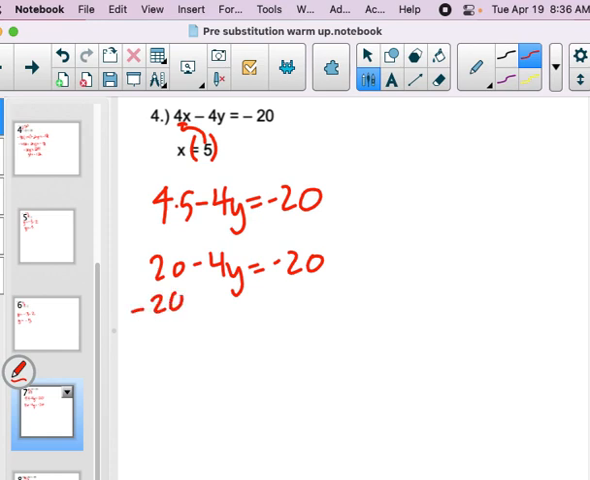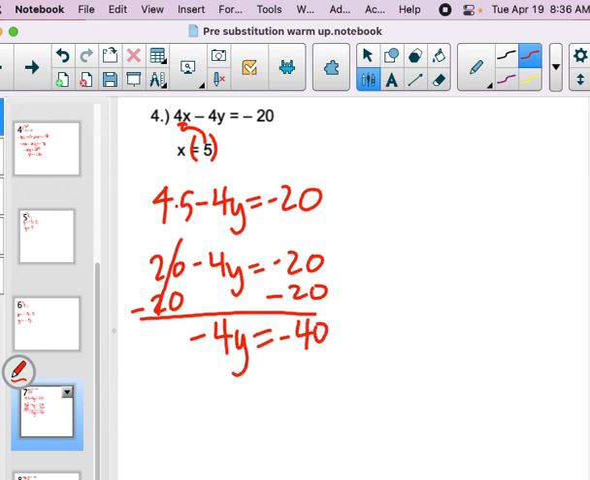So we're going to subtract 20, and cancel. Don't forget to bring down your negative sign in front of your 4. And so then when you divide both sides by negative 4, the value of y is positive 10.